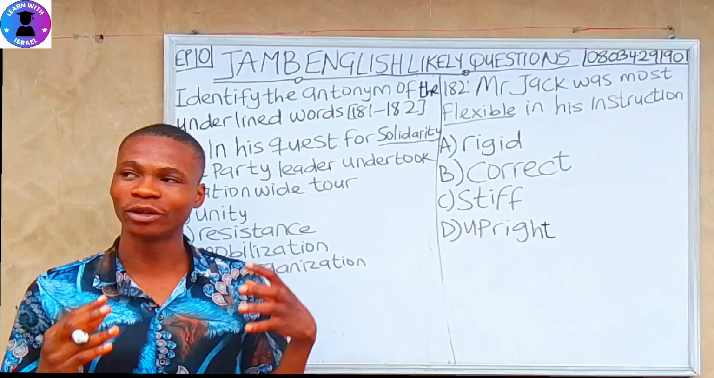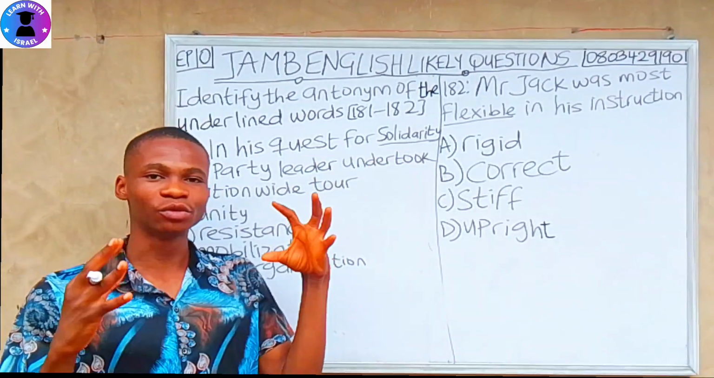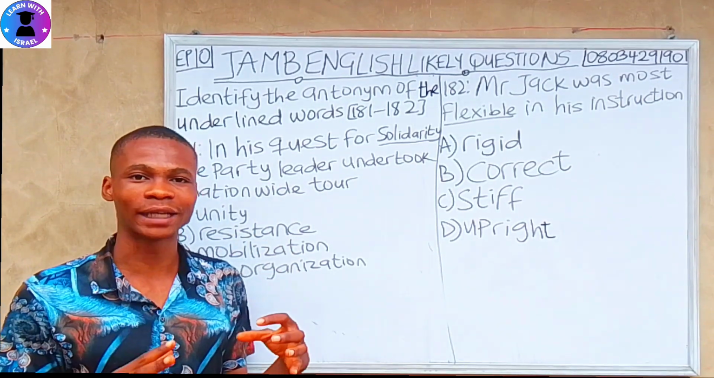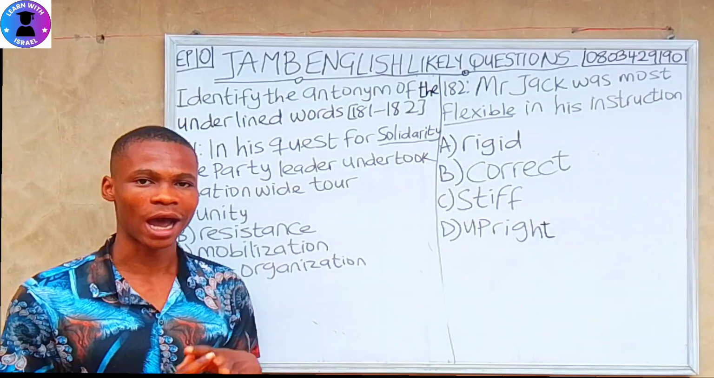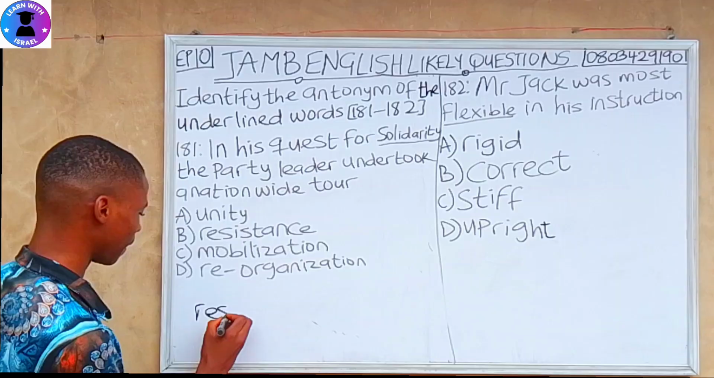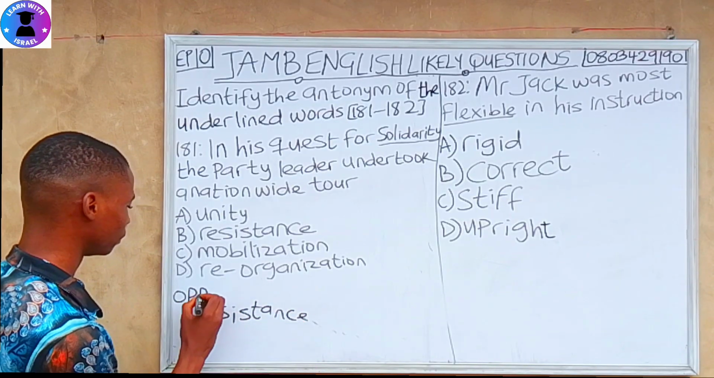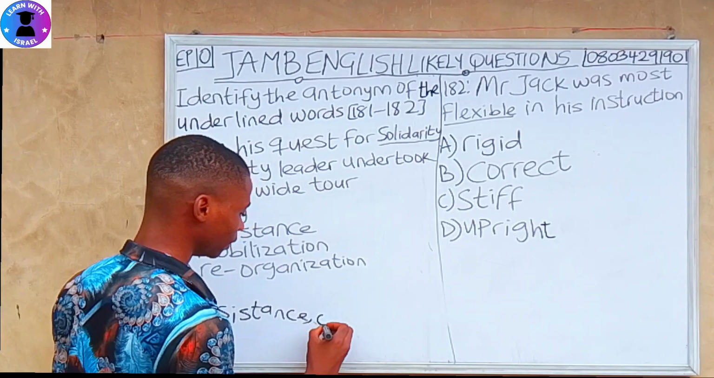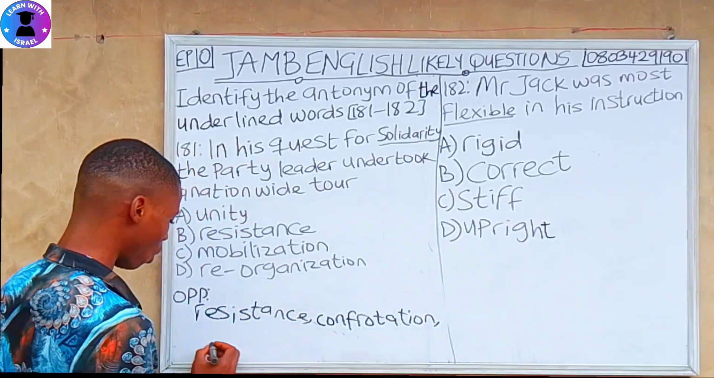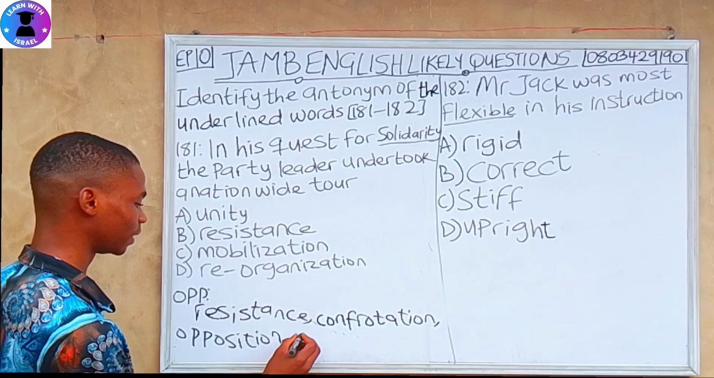So we have to find the opposite word for solidarity. The meaning of solidarity is unity. It means agreement between a group of people or individuals around a common goal. And the opposites of solidarity include resistance, confrontation, opposition. We also have challenge.